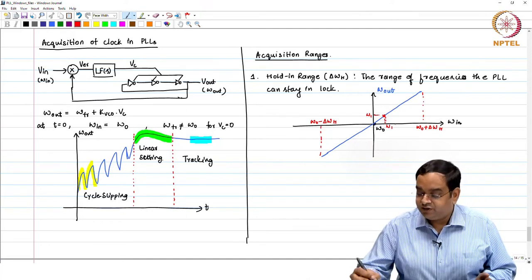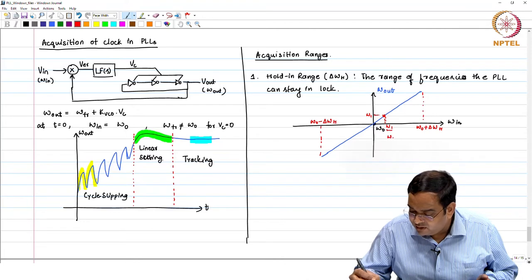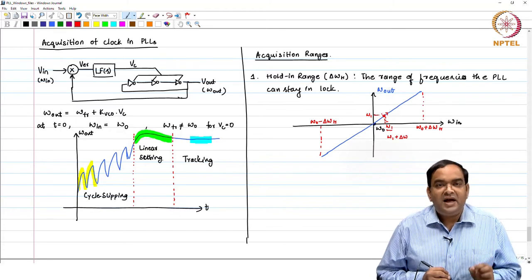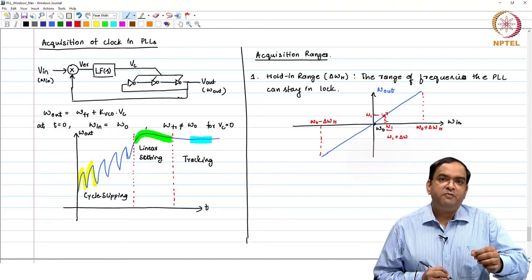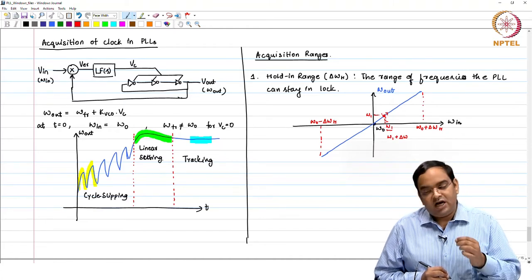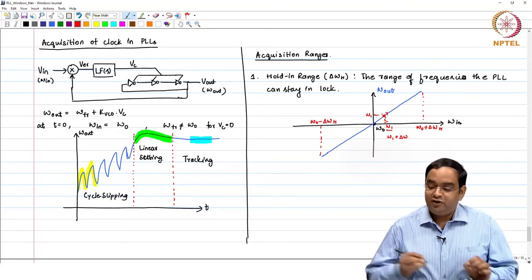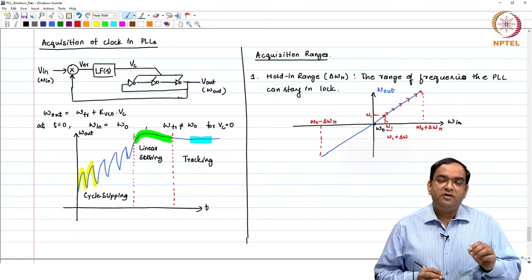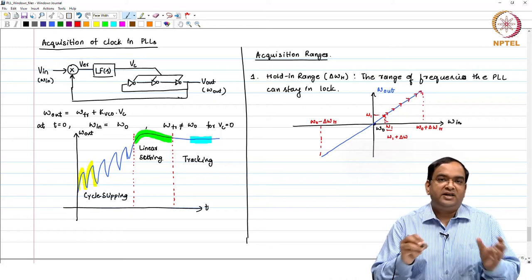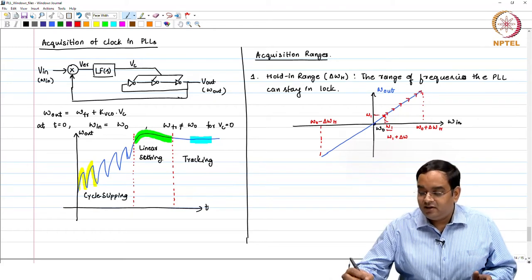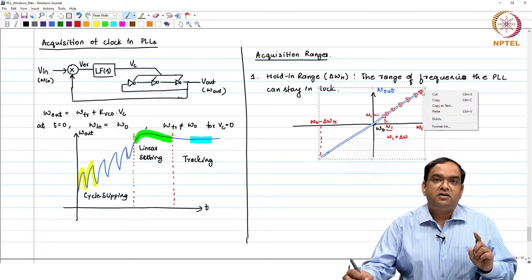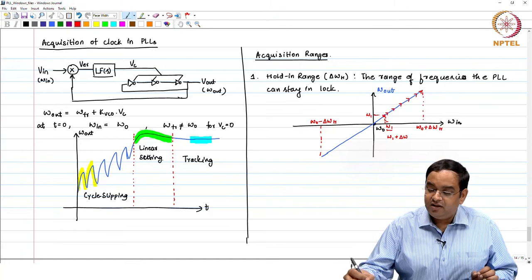Second, if I apply a small change in omega 1, let us say I made a small change in the input frequency, omega 1 plus delta omega, the output frequency will track the input frequency. You apply a small change in the input frequency, you give the PLL enough time, and the output frequency will follow the input frequency. So till the point where I can go by applying small changes to the input frequency such that I will be able to use my small signal diagram for the PLL, till that time I can keep changing my input frequency, and till that particular output frequency, you can track.